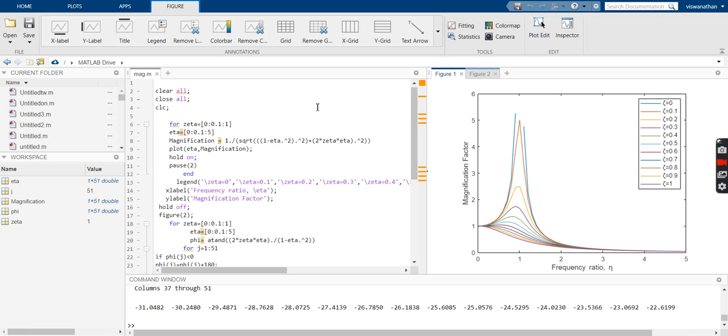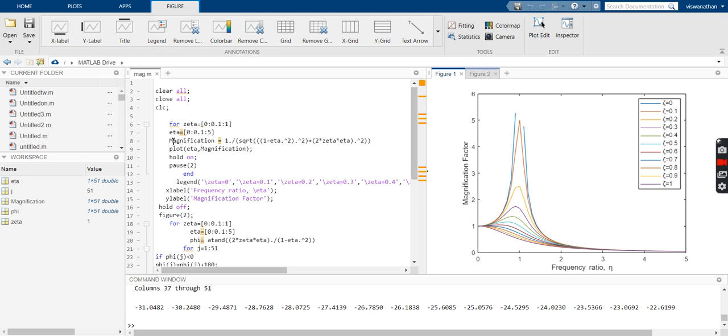So this is the MATLAB code for plotting magnification factor versus frequency ratio. Here we'll discuss the code for this. You would have already gone through a basic course in MATLAB, so I'll just explain this code, how to plot this magnification factor versus frequency ratio.